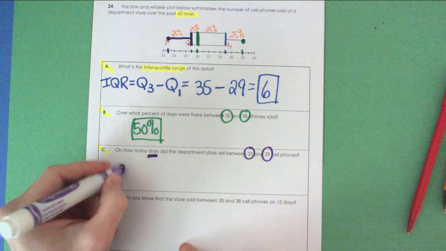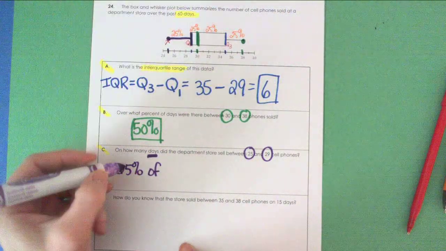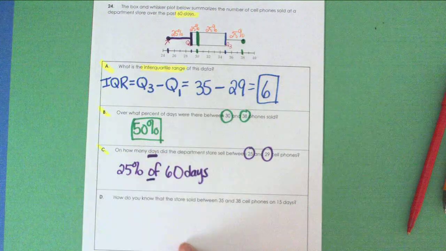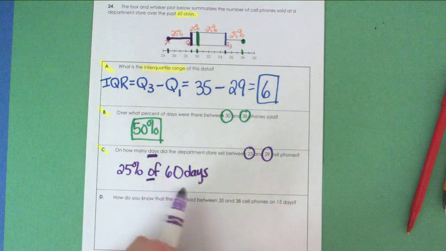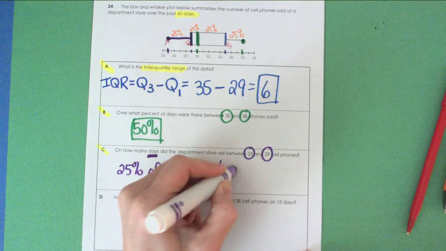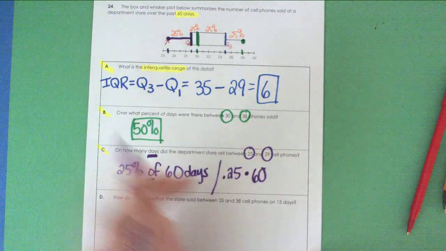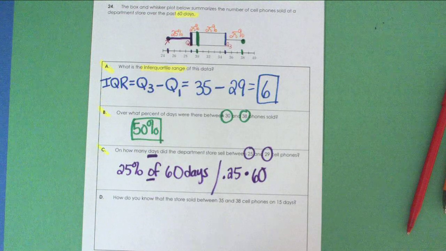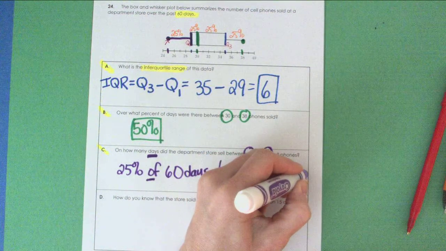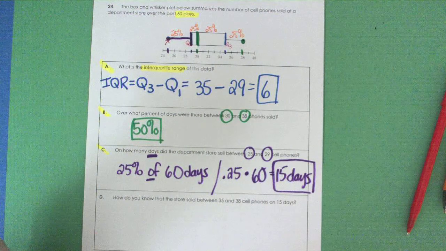Well, 25% of my days, remember, 60 days, is 25% of 60 days. And the math calculation that goes with this wording is 25% as a decimal would be 0.25. Of means multiply, 60. So I'm really taking a quarter of 60. One-fourth of 60 days ends up as 15 days. So 15 days is going to be my final answer for part C.